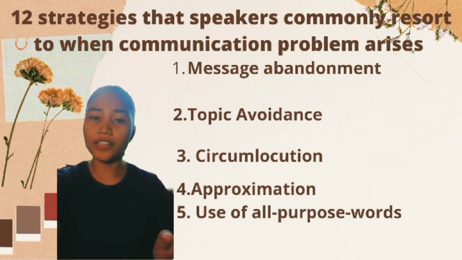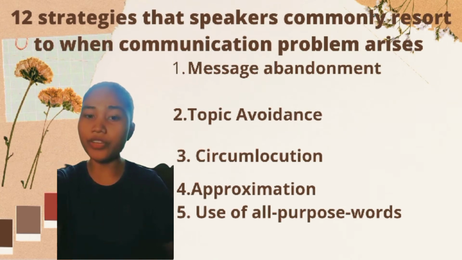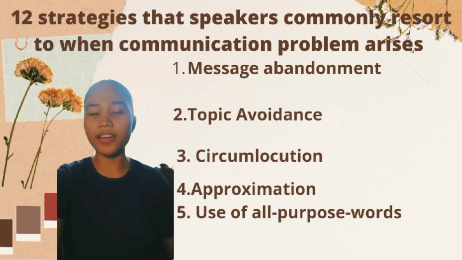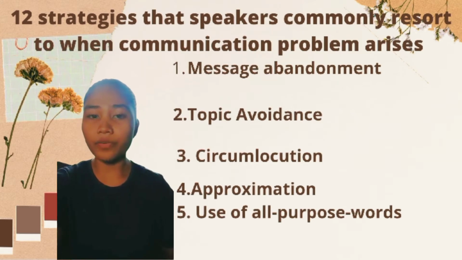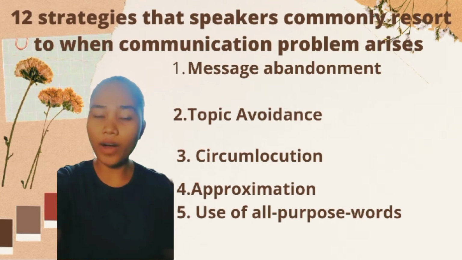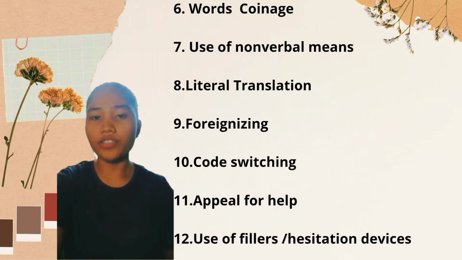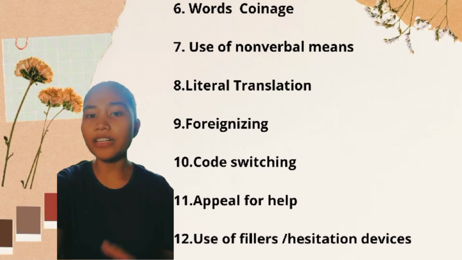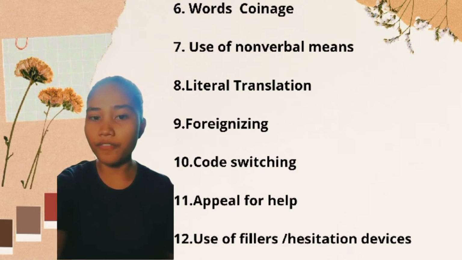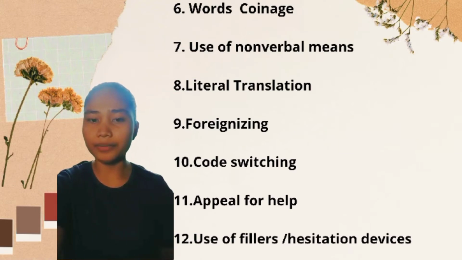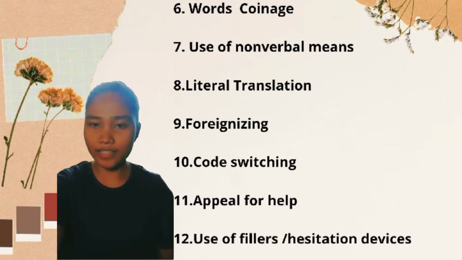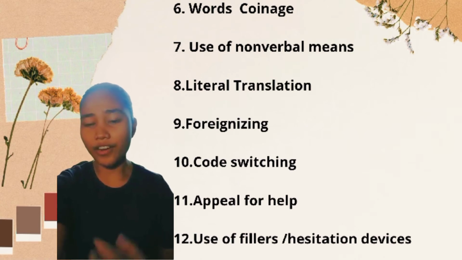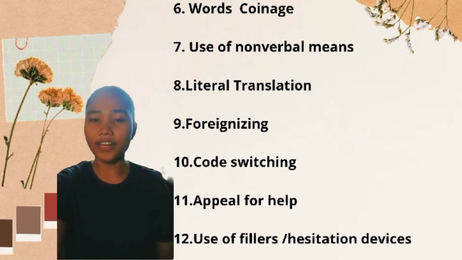The fifth one is use of all-purpose words. You expand a general word to the context where certain words are lacking, like the overuse of the words thing, stuff, make, do. What do you call it? Word coinage. You create a new English word based on what you know of the way English words are formed, like, for example, vegetarianist, which is actually not in the dictionary for the vegetarian.